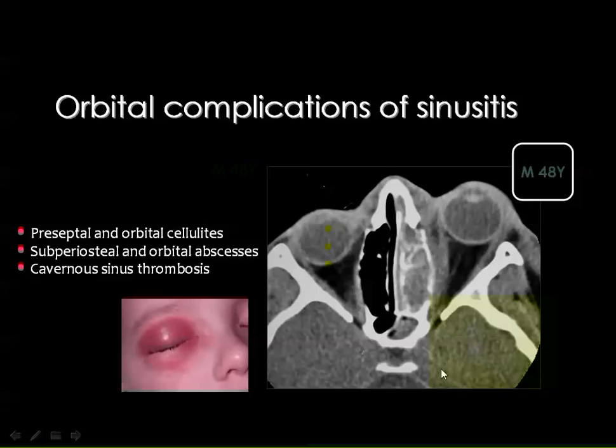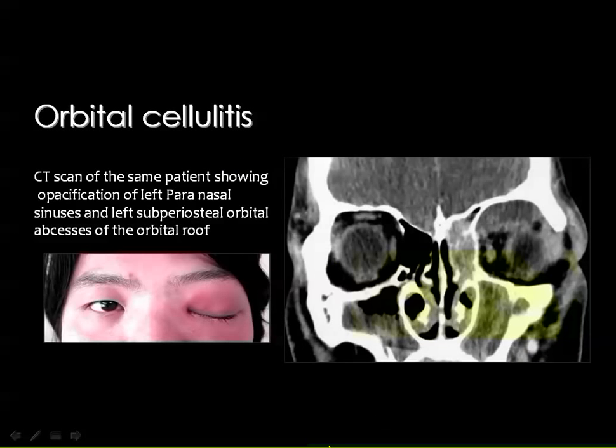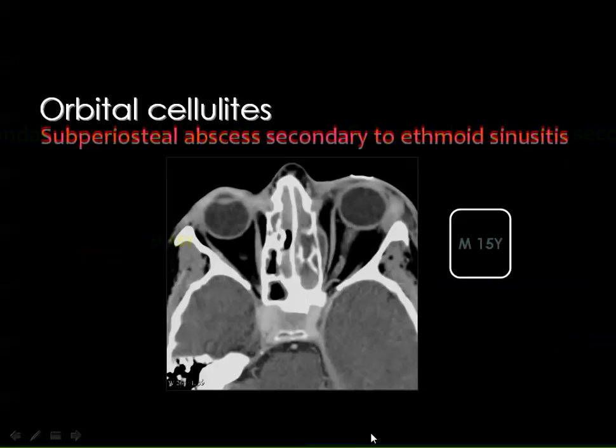And for the diagnosis of orbital cellulitis complicating sinusitis, you should see opaque ethmoidal air cells on the same side of orbital involvement. And this is an example. There is ethmoidal and maxillary sinusitis with collection of pus, which is marginally enhanced in the superior part of the orbit, diagnostic of subperiosteal abscess.